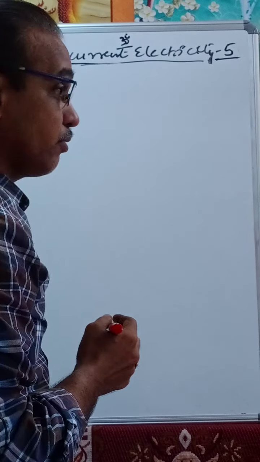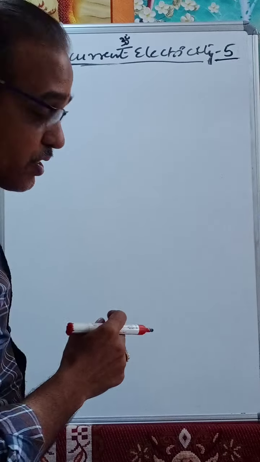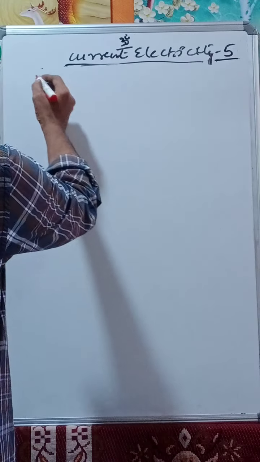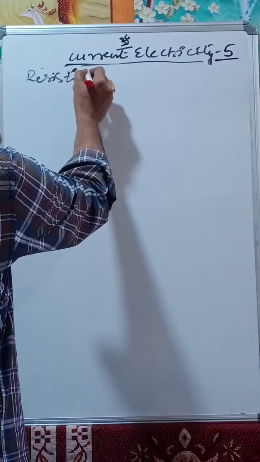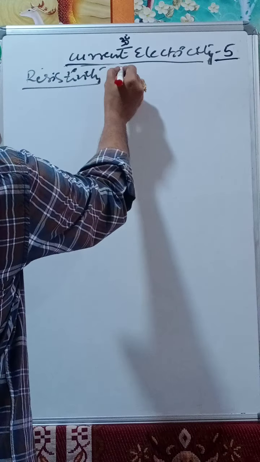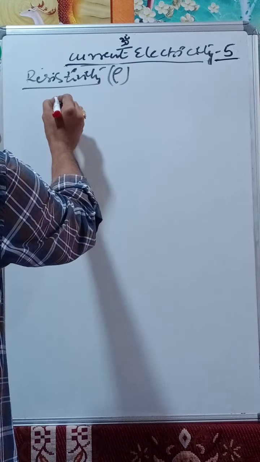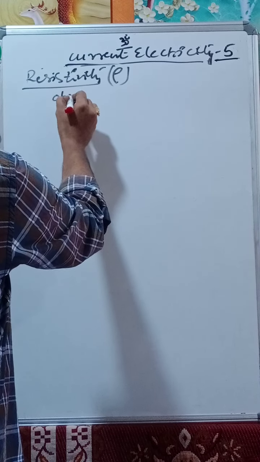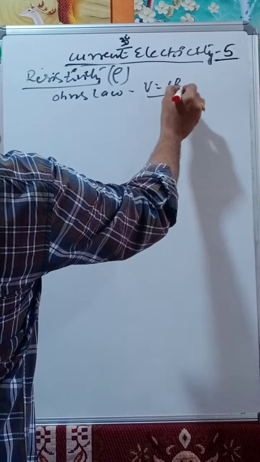Now, yesterday I discussed resistance and its limitations. Now, let us see what is resistivity, rho. First, we know Ohm's law. What is Ohm's law? Ohm's law is V is equal to IR.